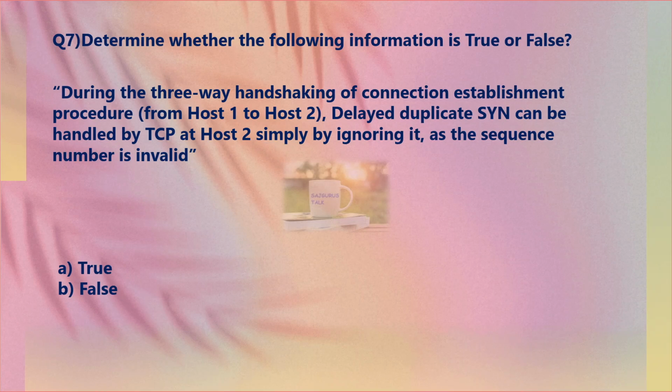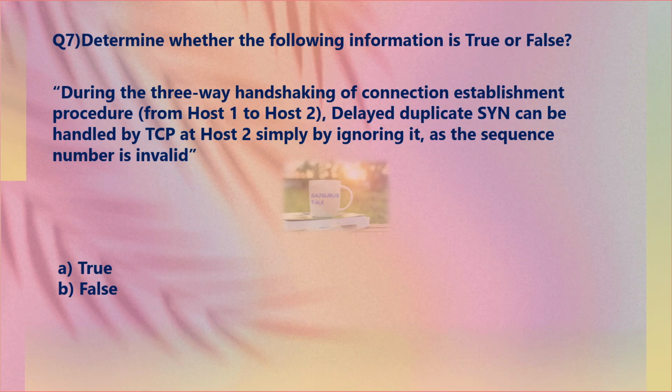Now, the TCP three-way handshaking is a fundamental process that establishes a reliable connection between two devices over a TCP/IP network. During the handshake, the client and server exchange initial sequence numbers. It uses sequence numbers to identify and validate the legitimacy of a connection request. A delayed duplicate SYN (synchronize) will have an outdated sequence number that does not match the correct connection state at host 2 and can be ignored as an invalid sequence number. So the given statement is true only.